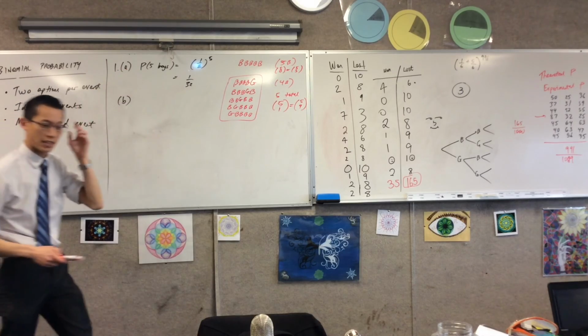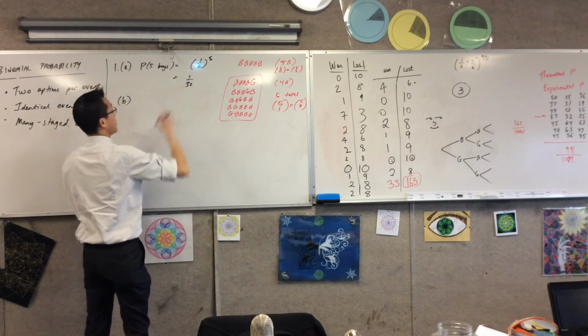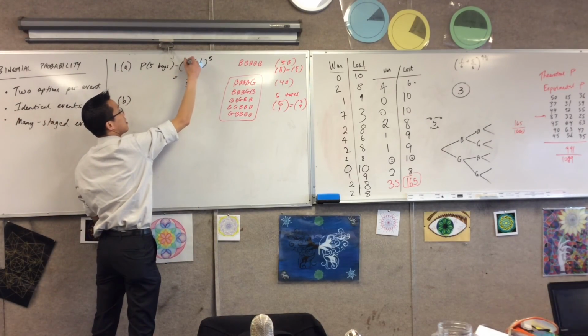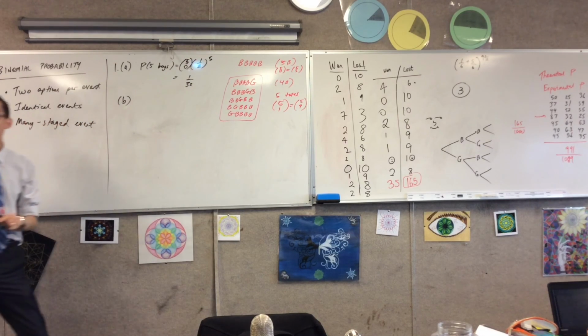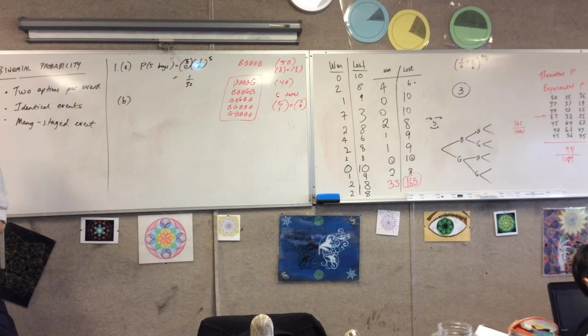Which is why, by the way, I left a gap up there. That gap is for the fact that this is actually 5C0. That's how many ways you can get 5 boys. There's only one way.